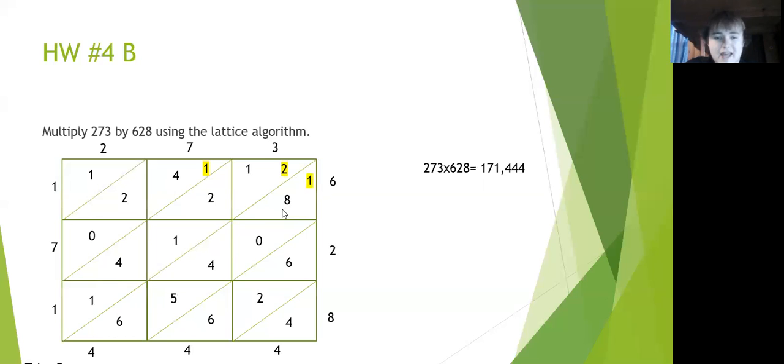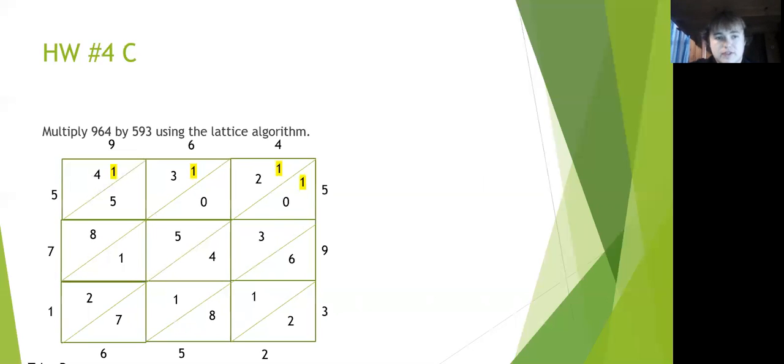So 1 plus 8 plus 4 plus 5 plus 6 equals 24. Bring our 2 up. 2 plus 1 plus 2 plus 1 plus 4 plus 1 equals 11. Bring our 1 up again. 1 plus 4 plus 2 plus 0 equals 7, and then our 1. So our answer is going to be 171,444. Good job. Let's go to the next one, C.